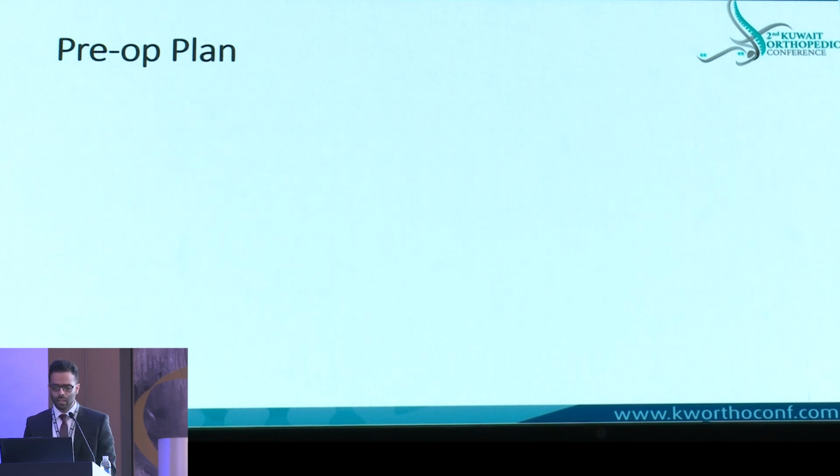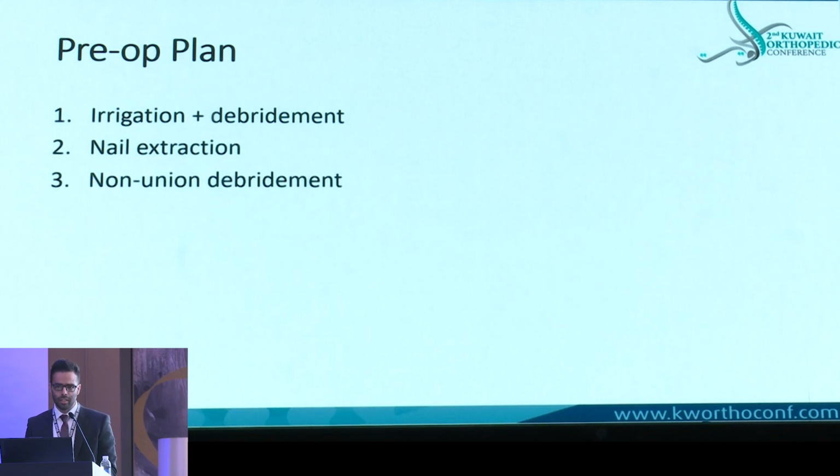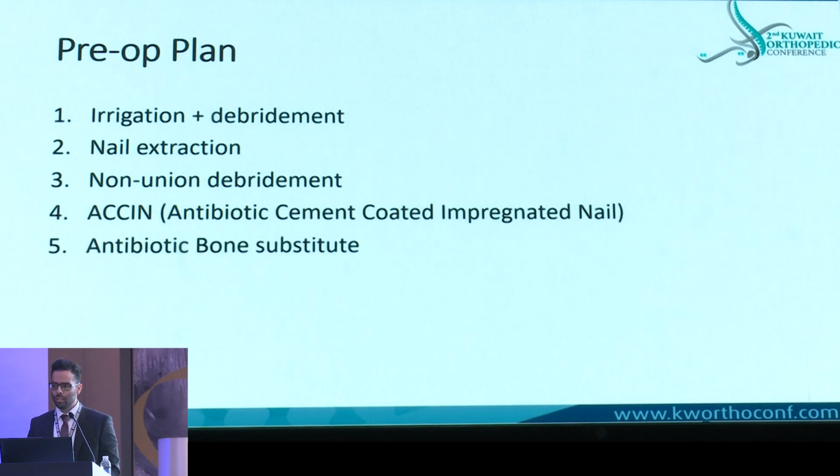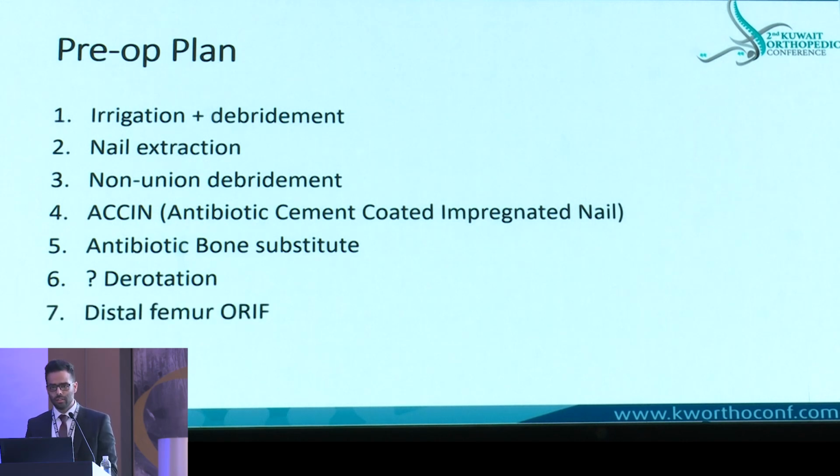For my preoperative plan, the proposed plan was to do an irrigation and debridement of his fracture site. Next thing is to extract the nail. Debride his non-union site. Usually whenever you have a nail, the medial cortex of the femur is blocked by the nail, so you cannot get a thorough decortication of the non-union site. I use an antibiotic cement-coated impregnated nail, antibiotic bone substitute at the fracture site, and then once I have my fixation, I assess their rotation intraoperatively to see if there's any derotation that needs to be done, and then fix his distal femur. So this is all part of the preoperative plan.